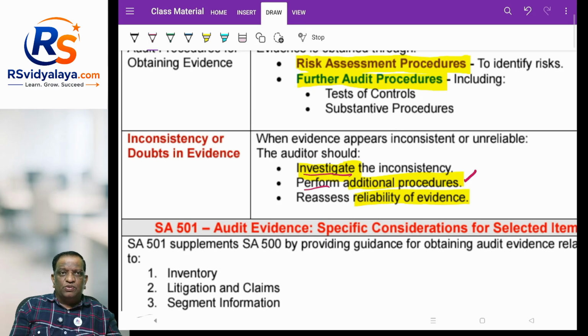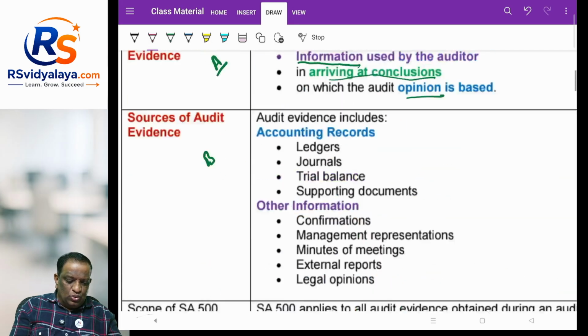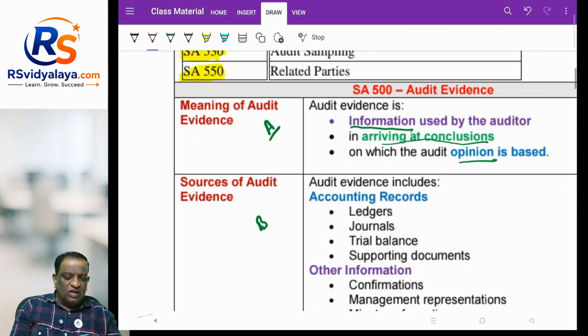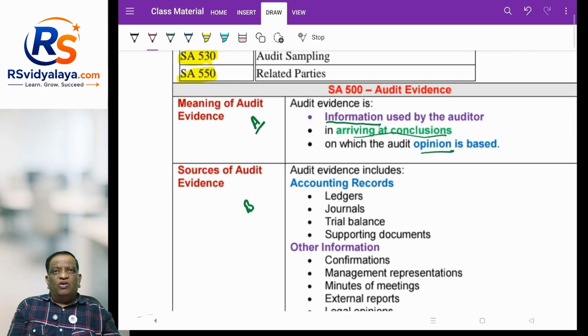And with those additional procedures, you would have gathered a little more information. With that information, then reassess the reliability of audit evidence. So, this is what we need to do. So, to get hold of the basic concept, what do you mean by audit evidence?